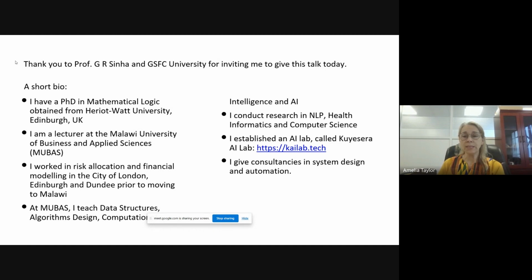I conduct research in natural language processing, health informatics, and computer science. Recently, I set up an AI lab here at the university, which is called Kuyesera AI Lab. Kuyesera is a Chichewa word, one of the local languages here, and it means experimenting, or you can maybe translate this as experiential AI.